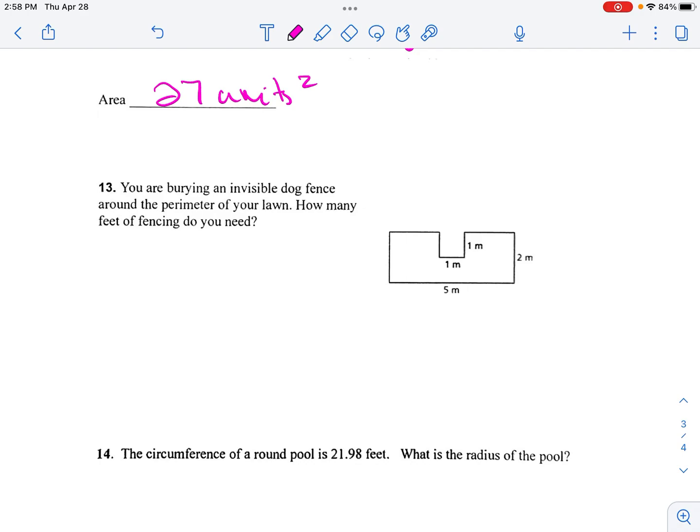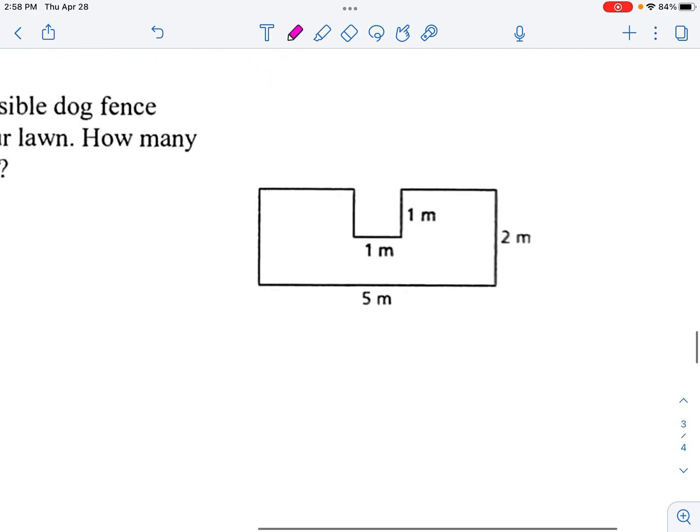13, you are burying an invisible dog fence around the perimeter of your lawn. How many feet of fencing do you need? Okay, we need to find some measurements that are not there. This is a 2, this is a 5. This would also be a 2. If 5 is all the way across and here is 1, that makes 2 plus this one would be 5. And then the inside is 1, which means this inside is also 1.